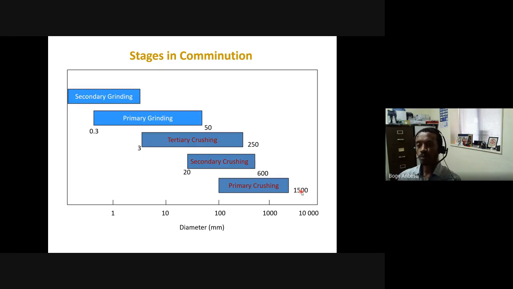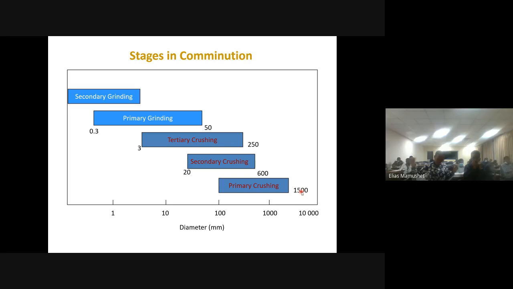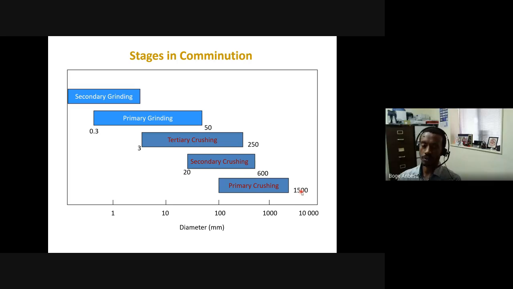Okay, so that will be what goes into your primary crushing. So it's not necessarily that you produce more than 1 meter rock. You may even, as a primary crushing point, start with 0.5 meter size rock. So these are only general guides.